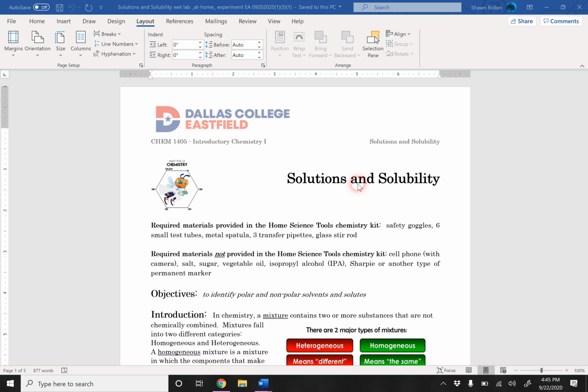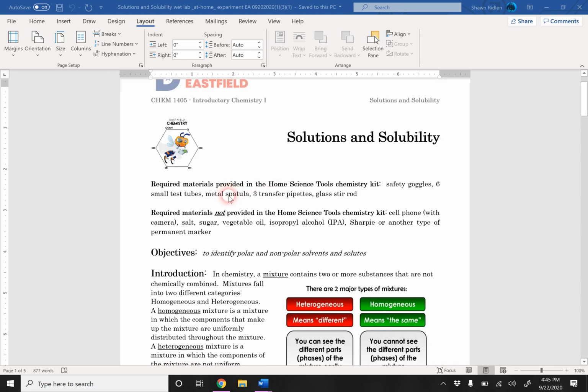So firstly, the materials you'll need: your safety glasses, test tubes, metal spatula, which is your scooper essentially, transfer pipettes, and a glass stirring rod. If you, for some reason, don't have a glass stirring rod, any other thin object that will fit into the test tubes will be just fine. So something like maybe a popsicle stick or something like that if you have one handy. Okay, so those are the things that come with your kit.